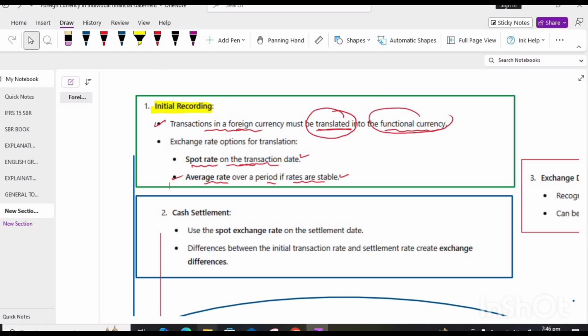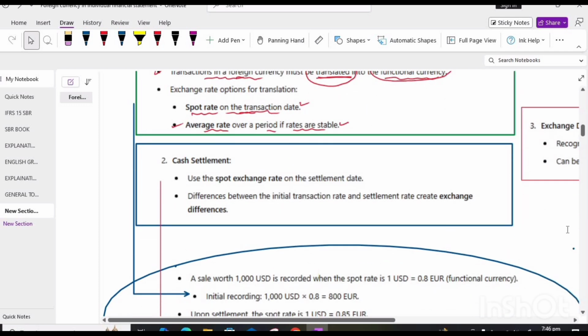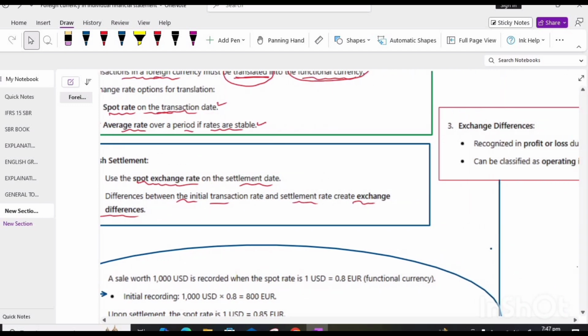Then after initial recognition, there is cash settlement. When the cash is settled, you have to use the spot exchange rate on the settlement date. And the difference between the initial transaction rate and the settlement rate creates exchange differences, and that should be charged to the profit or loss.